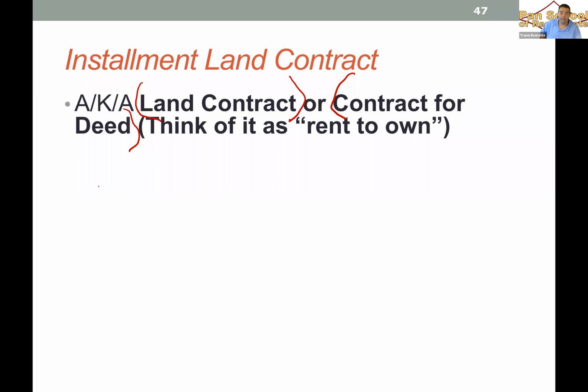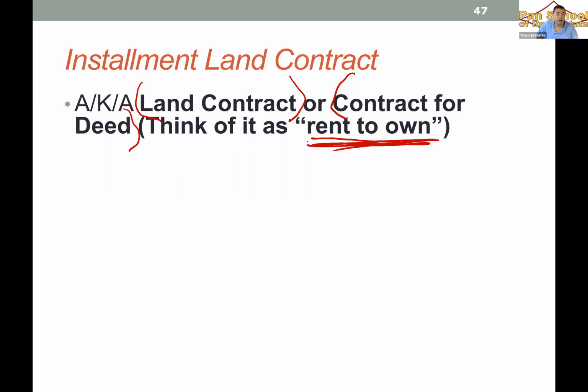The installment land contract is what most people are referring to when they say this phrase in real estate. Oh, he's doing a rent to own. Well, the truth is there's no such thing as rent to own in the state of North Carolina when it comes to real estate. But there is a type of purchase where you pay the seller in installments, in payments. And you don't own the property until you've made every single payment. Does that make sense for you all?